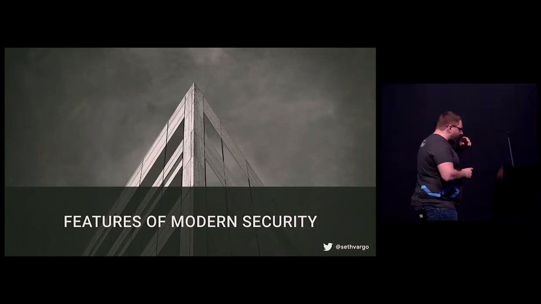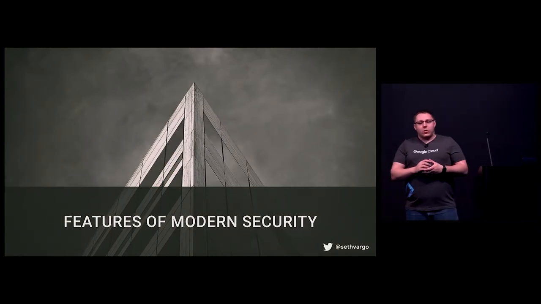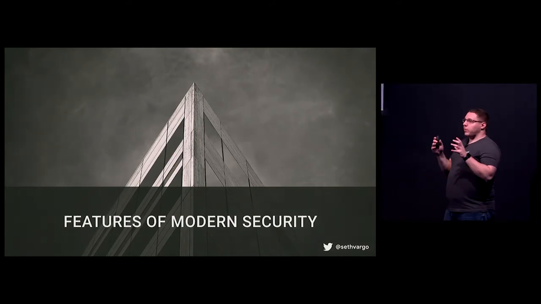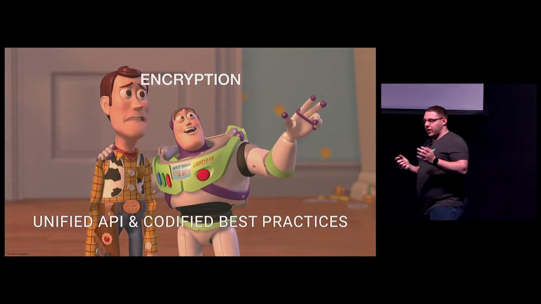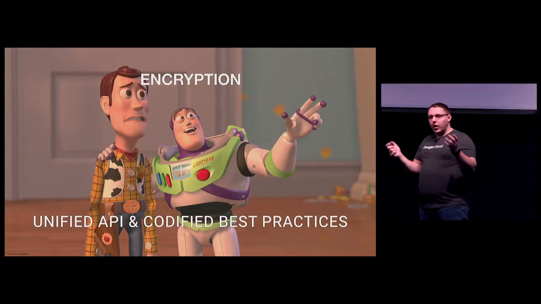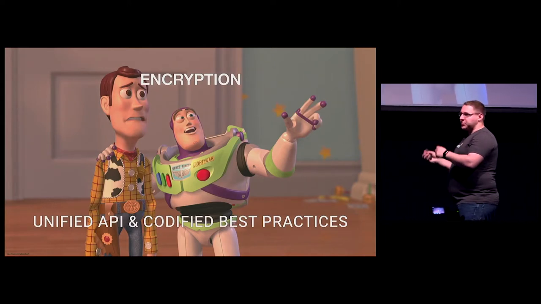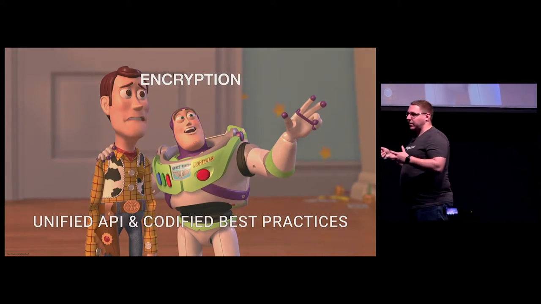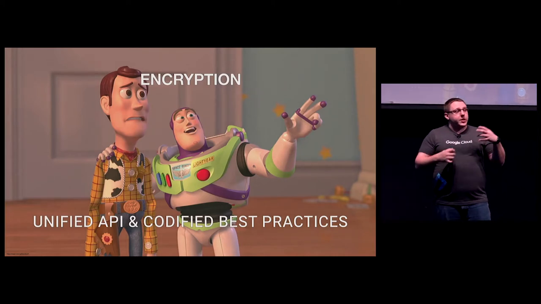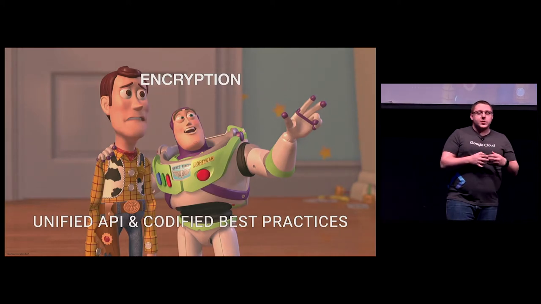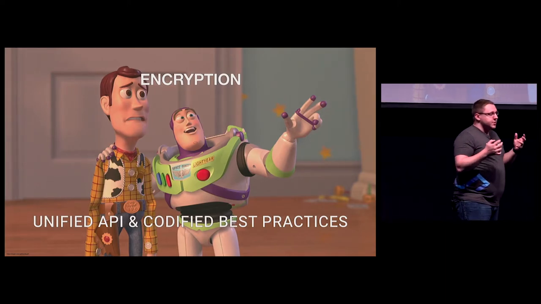So what are the features of modern security? Well, I think the first one, and probably the most obvious one, is just encryption. Encryption everywhere. But it's encryption through unified APIs and codified best practices. And you'll see this phrase again in another slide. Right? So we need to encrypt everything. We need to encrypt it in transit with TLS. But we also need to encrypt it at rest with things like AES or some type of modern encryption.